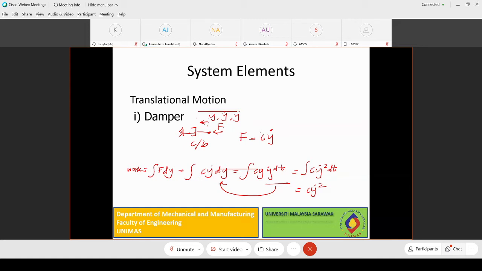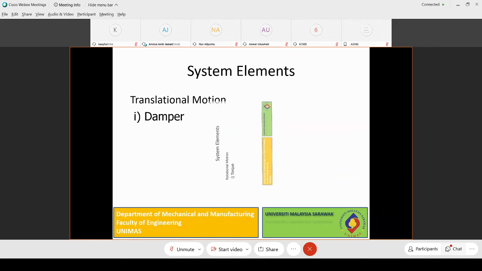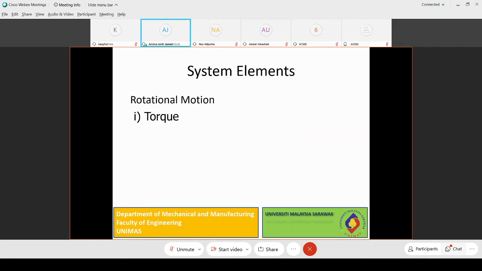Okay, that is for translational motion. Now let's have a look at the rotational motion, torque. Actually, torque we can also define as what we did just now, but I will show you the general torque equation.